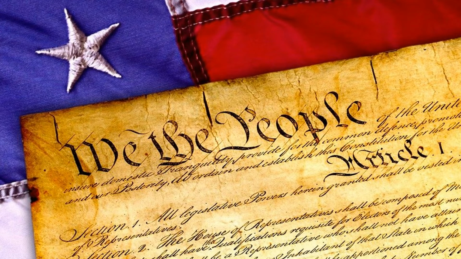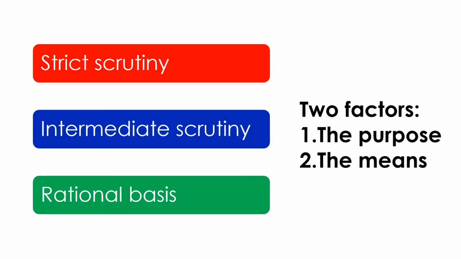In this video, we'll talk about 3 levels of scrutiny: rational basis, intermediate scrutiny, and strict scrutiny. They are tests developed by the U.S. Supreme Court over time to answer a question: is a law, statute, or policy constitutional or not? With each test, the court is basically asking 2 questions, or we can say that the court is applying 2 factors. One factor is the purpose of the law, and the other factor is the means used by the law to achieve that purpose.